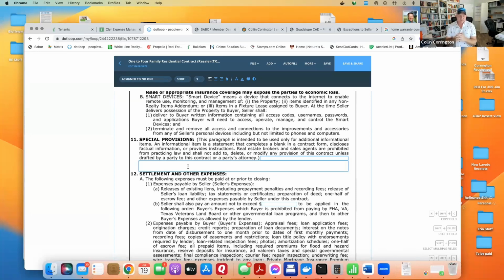I am not going to give you an example of what you put in here because you should never put something in there unless your broker and or a lawyer has looked at that. I'm going to say that one more time. You should never put anything in special provisions unless your broker or an attorney has looked at that. Because you are literally practicing law at this point. When you write something in a contract where you're varying this, you are practicing law, which is a big no-no as a realtor.